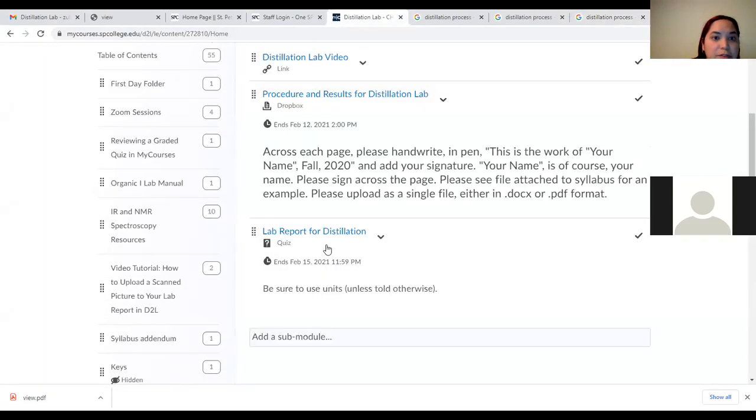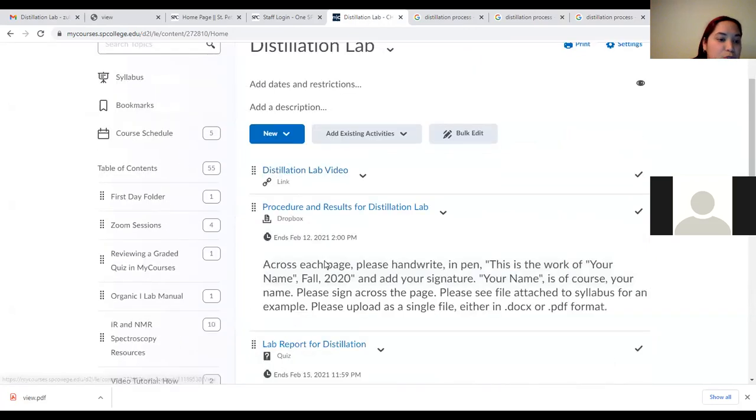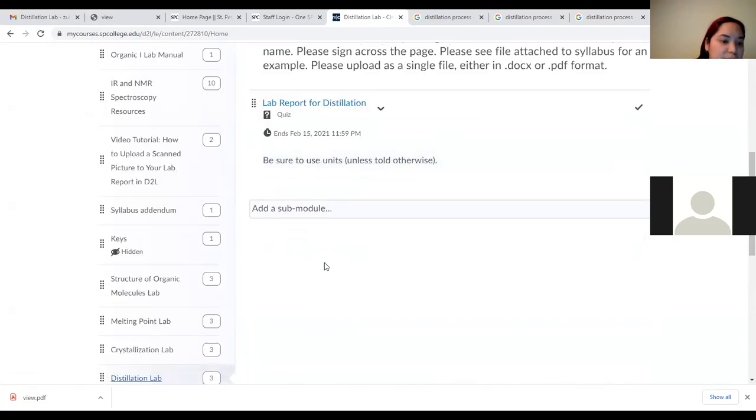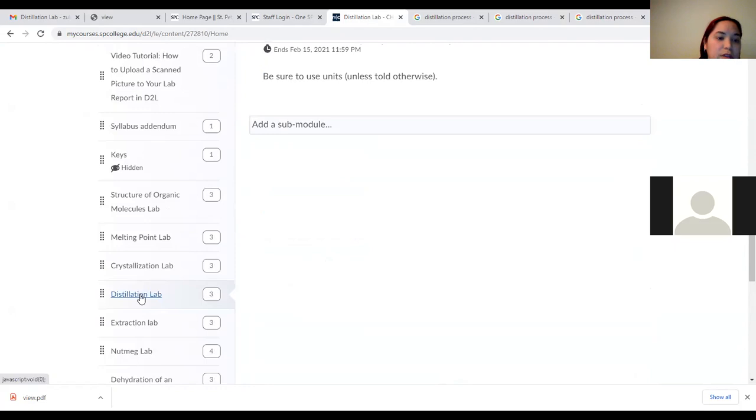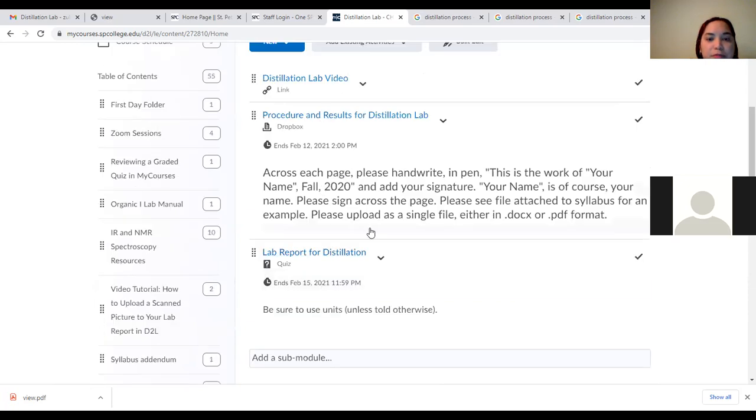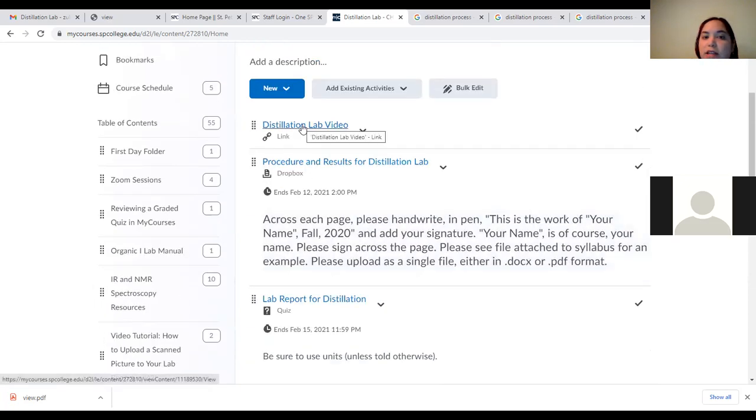Like I explained before, let me go back. When you click on the folder for distillation, here in My Courses under the table of contents, you will have three links. One is the distillation demonstration video. I'm not sure if it has all the data, so make sure you use the data from the Word document, please. Don't use the data in the video. That's only for demonstration.